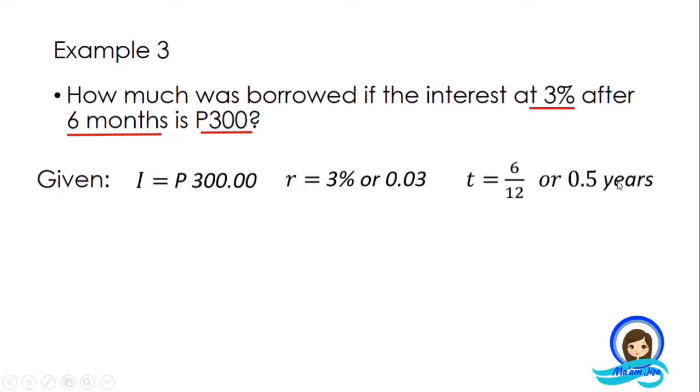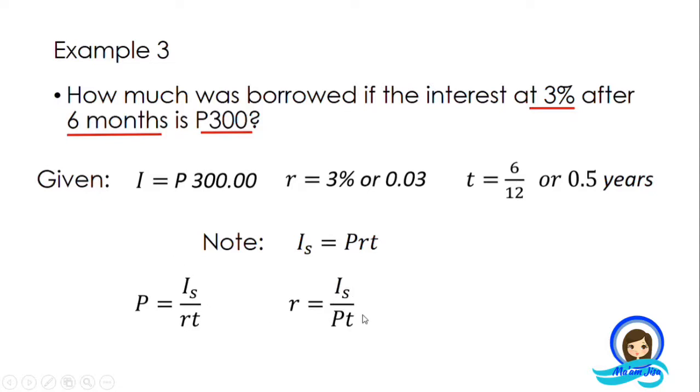In this problem, we are actually looking for the principal. Now take note that the formula for the simple interest equals PRT. Using this simple interest formula, we can manipulate this to find the value of the principal, the rate, and even the time in case they are unknown. So for the principal, we have I sub S over RT. This is the formula when finding for the principal. For the rate, we have I sub S over PT. And then for the term or time, we have I sub S over PR. We are looking for the principal, so we will be using this formula.